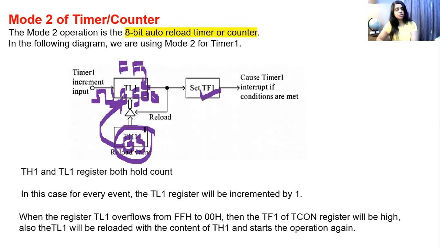So it is an 8-bit auto reload timer counter. There is auto reload. Here TH1 is not incrementing, only TL1 is incrementing. So that was all about mode 2. Now let's see what mode 3 is.